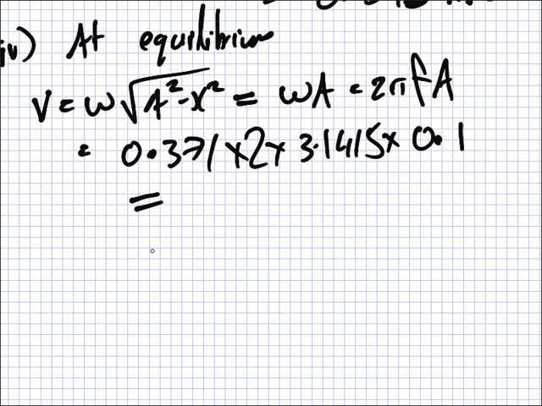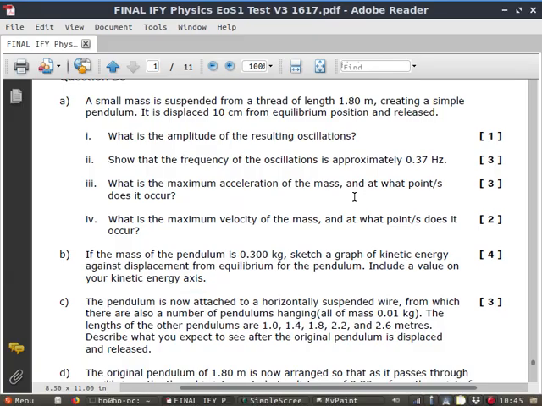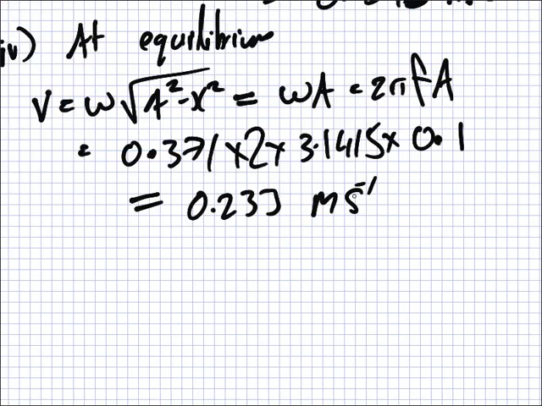Right, what's the answer here? 0.233. Okay. I've already done part A. B. Sketch a graph of the kinetic energy against displacement. Include the values. Okay, well first I'll do the sketch. Then we'll add in the value, okay?